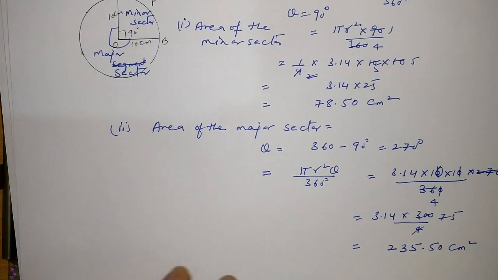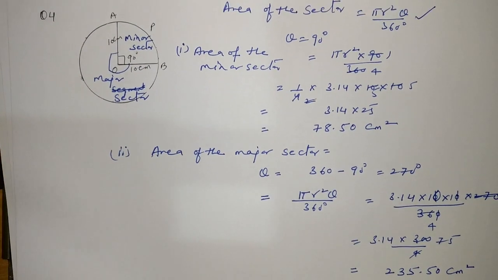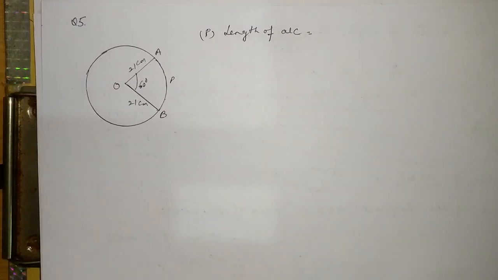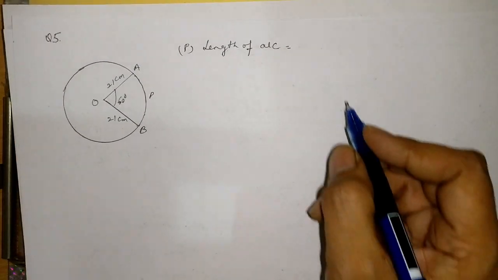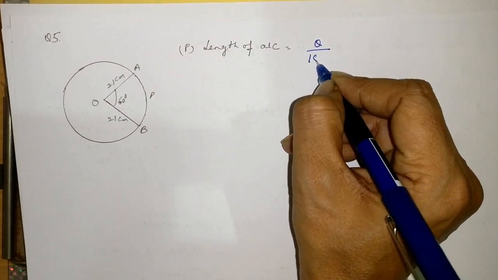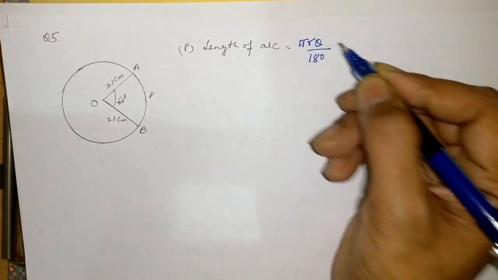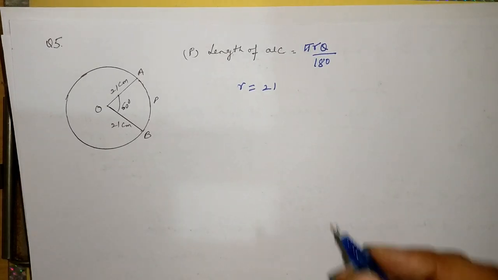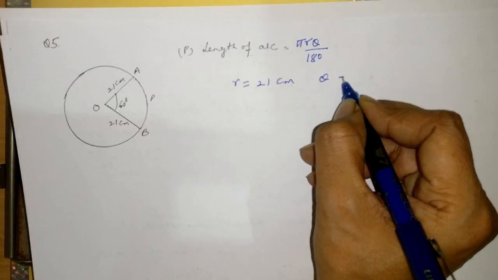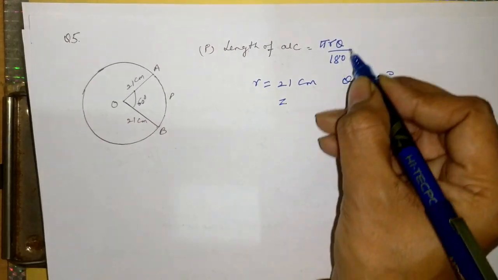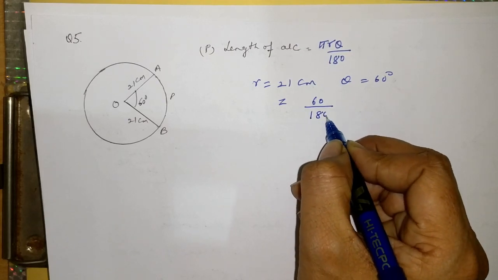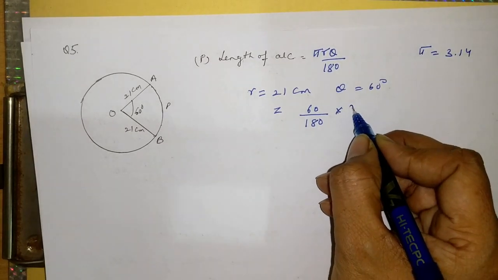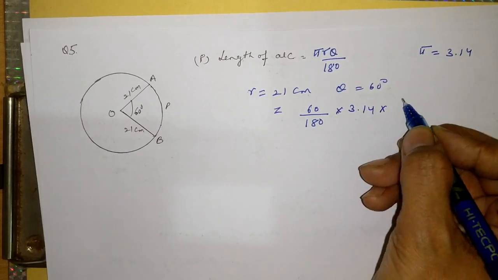So here, the very first important thing in the question, we have to make the diagram. So I have already made the diagram. Now length of the arc, let us recall the formula. This is theta upon 180 into pi r. So here r is 21 centimeter, and theta is 60 degree. We'll just put the values in the given question, 60 upon 180, and pi is already given to us. This is 3.14. So we'll put 3.14, and r is 21.